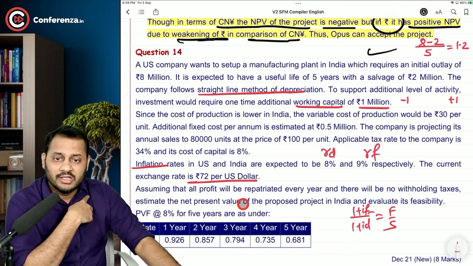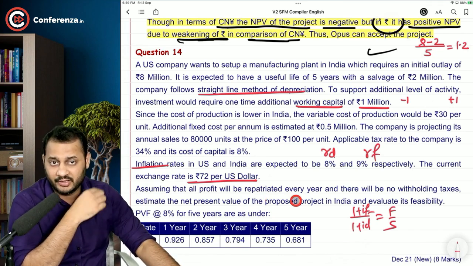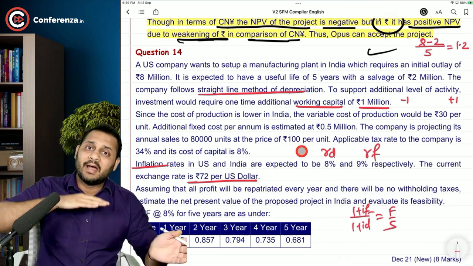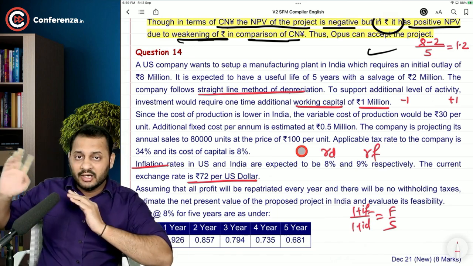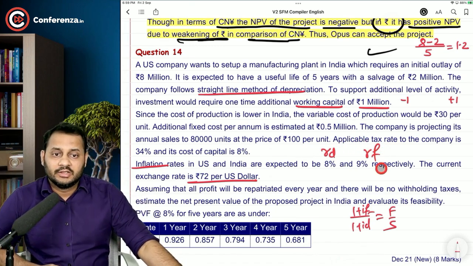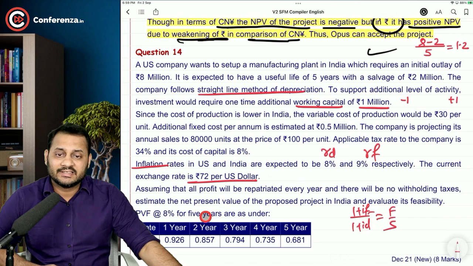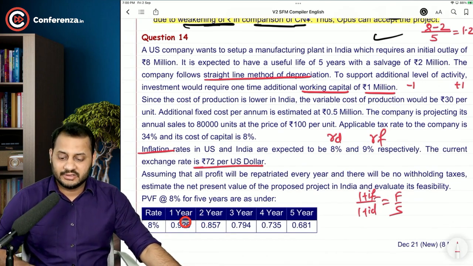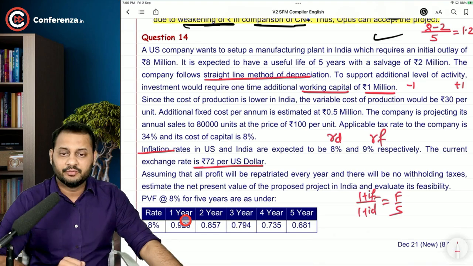Assuming that all the profits will be repatriated every year. See what is happening. Every year the rupees will be transferred back to America. Repatriation is from India to America. There will be no withholding taxes. Estimate the NPV of the proposed project in India and evaluate its feasibility. Present value factors for 8% are given.